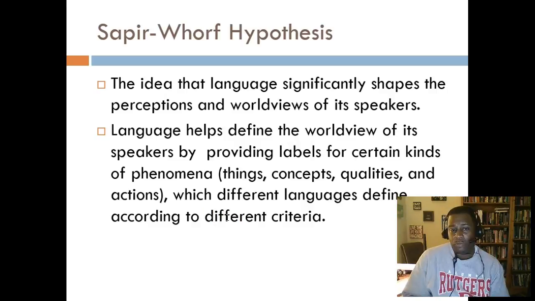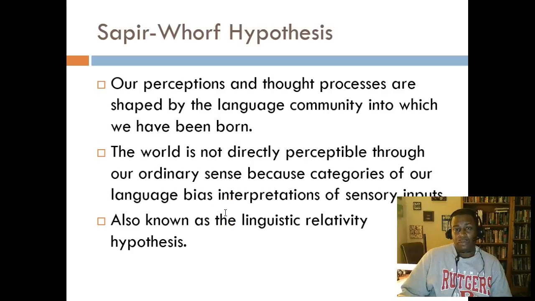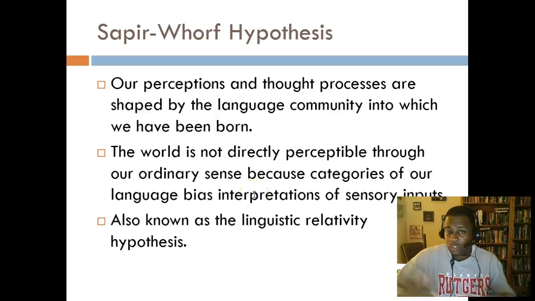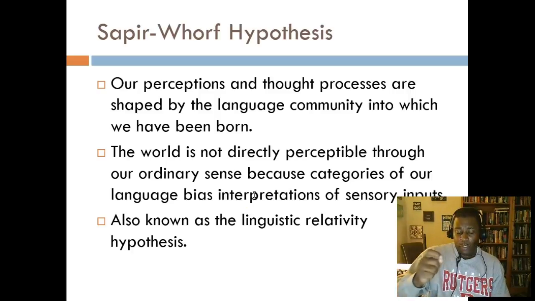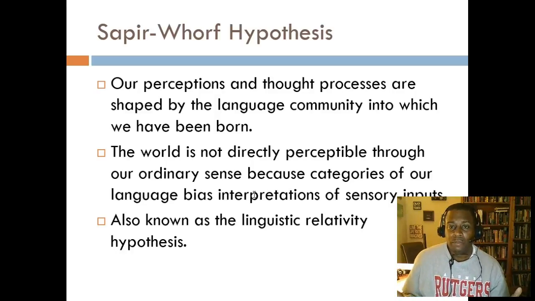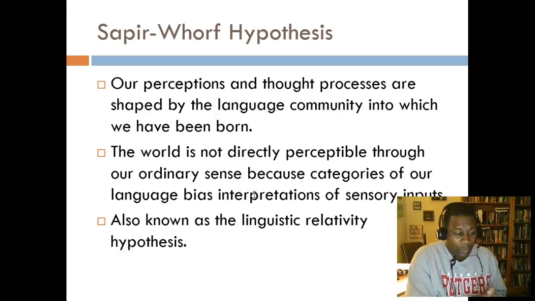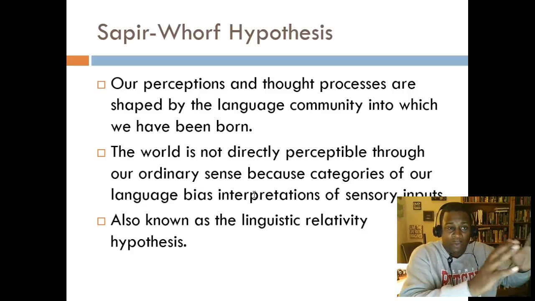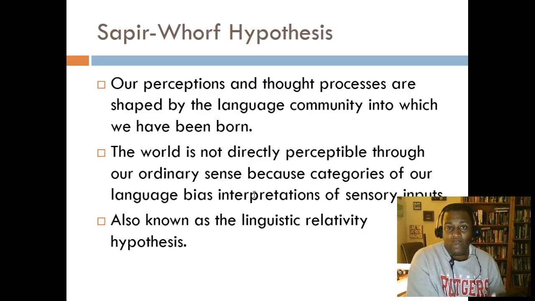Language, in fact, helps to define the worldview of its speakers by providing labels for certain kinds of phenomena, semantic domains, things, concepts, qualities, actions, which different languages define according to different criteria. The Sapir-Whorf hypothesis is that our perceptions and thought processes are shaped by our language, or by the language community into which we are born. So you may have a different perception, a worldview, if you grow up in, for example, Saudi Arabia, and the language there shapes people's perception, for example, about their relationship with women in Al-Islam.